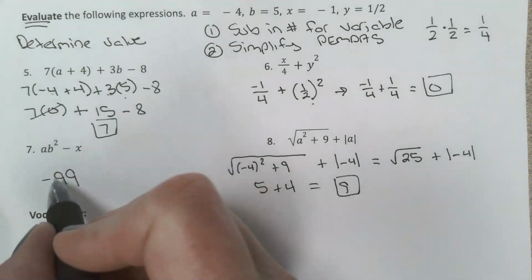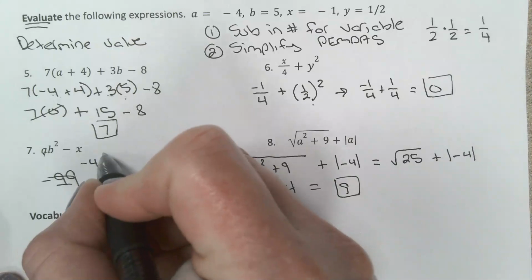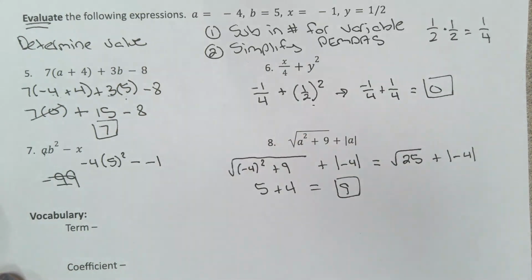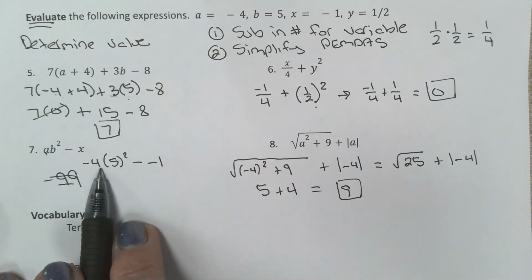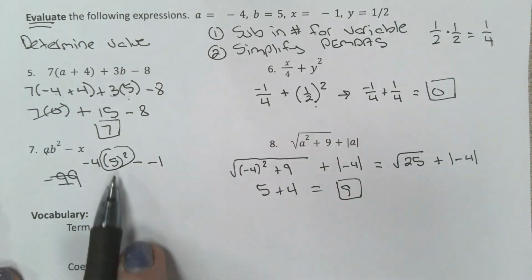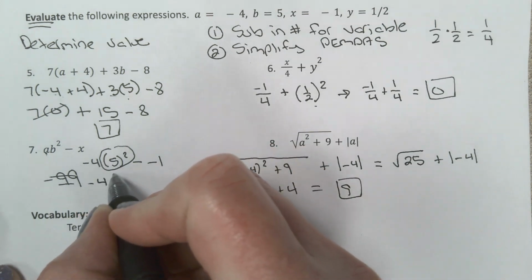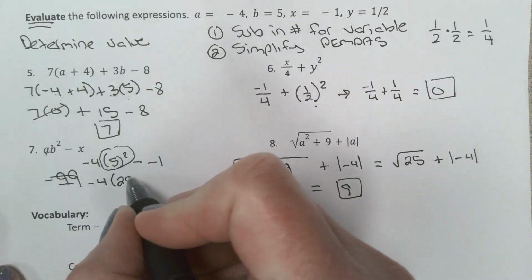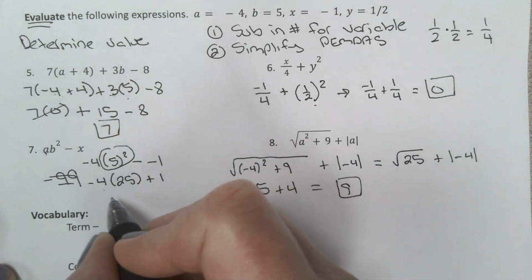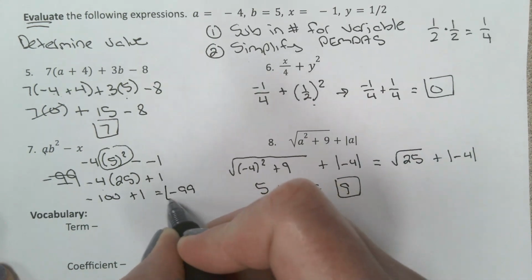I lied. I am going to jump back to this one. All right, so I have a times b squared. So I have -4 times 5 squared minus -1. Order of operations says that we have to do exponents first. So you have to square this 5 before you multiply it by -4. 5 squared is 25. That minus goes plus. -4 times 25 is -100 plus 1 is how I got to -99.